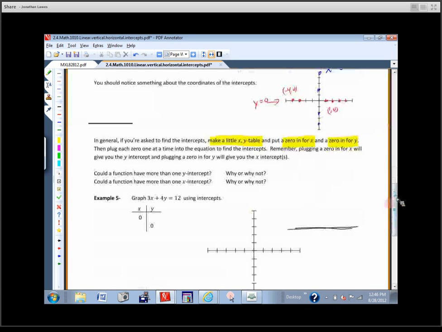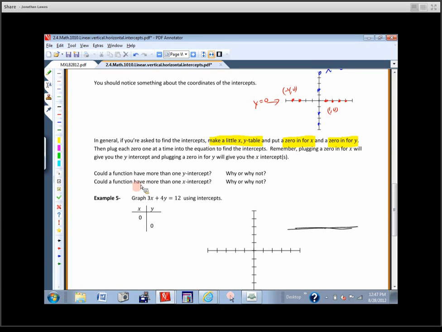So we're going to come back to that. I'm going to say that again. You're going to hear that in this class. If I do happen to teach 1050, you're going to hear that from me in that class. So how do we find intercepts? We make a little xy table, plug in a 0 for x, find the y, then plug in a 0 for y, and find the x. Okay?